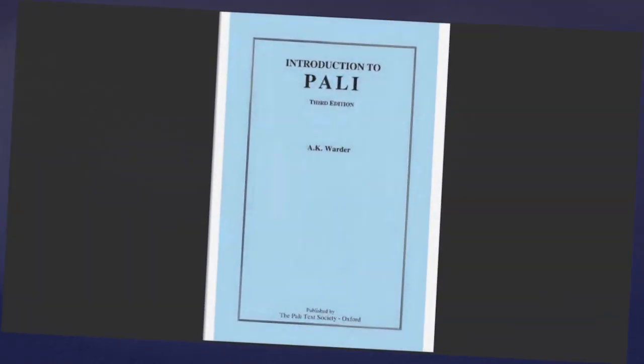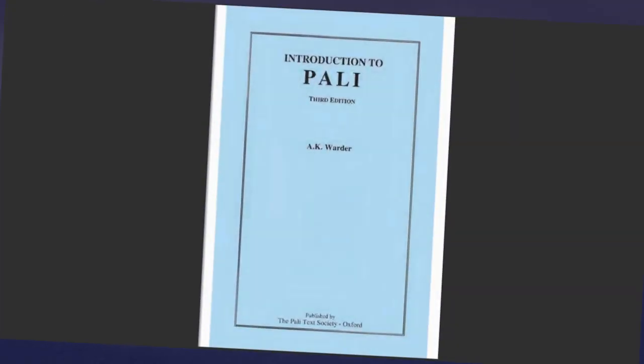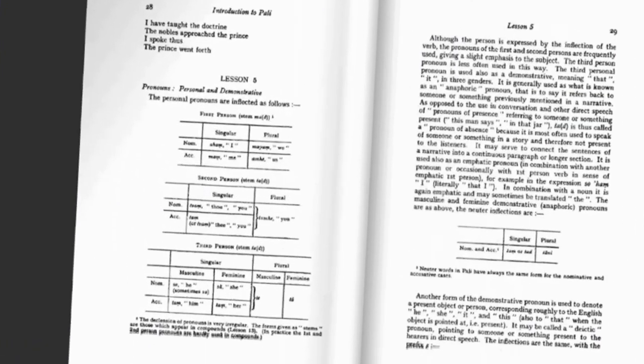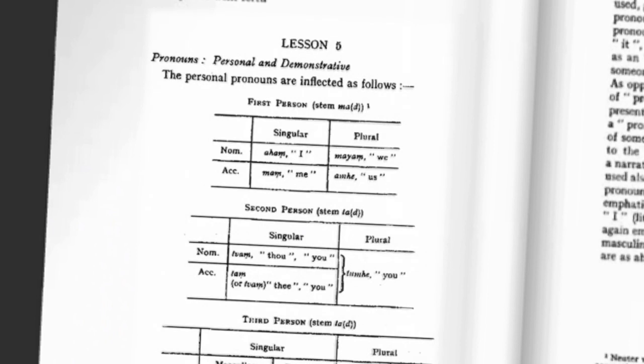Hello again, and welcome to our continuing look at A.K. Warder's Essential Grammar Guide, An Introduction to Pali. And this week we begin Lesson 5, on pages 28 through 34. Warder packs an extraordinary amount into these few pages, and jumps around quite a bit, so let's get on with it.